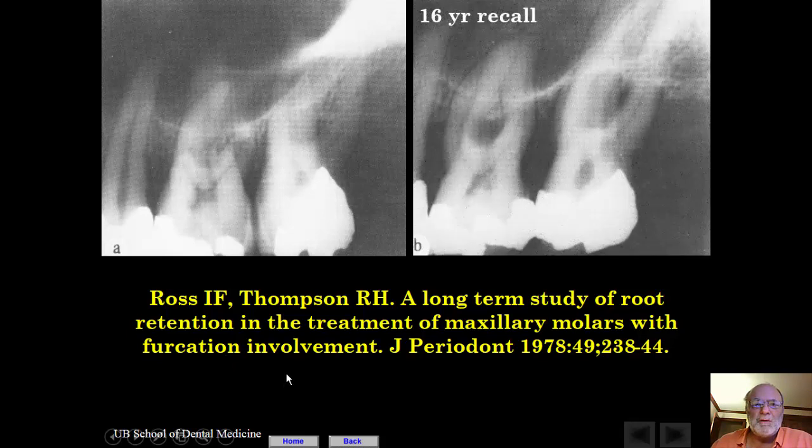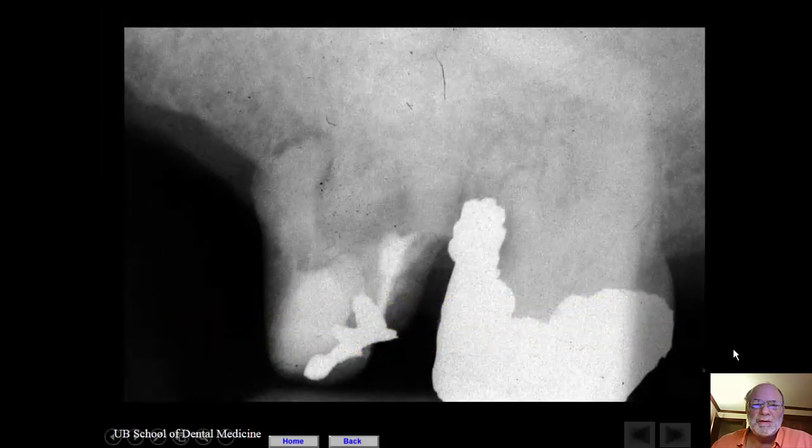Treatment that involved no endodontics, but just periodontal treatment. Here's a 16-year recall. So these cases can be successful. They can be managed. Not every case has to be extracted and replaced. There are some situations where nothing's going to help, and this is one of those situations.